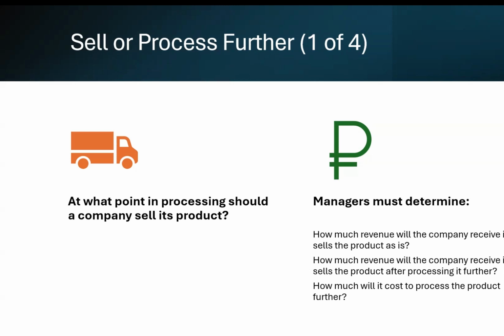Some of the questions managers must consider when deciding whether to sell as is or process further are: one, how much revenue will the company receive if it sells a product as is? Another question, how much revenue will the company receive if it sells a product after processing it further? And another question is, how much will it cost to process a product further? These are just some of the questions managers must consider.